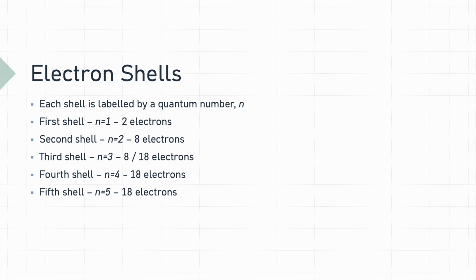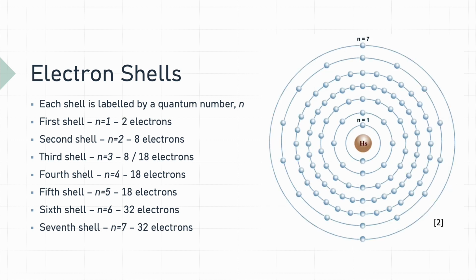The fourth and fifth shells, respectively, n is equal to 4 and n is equal to 5, hold up to 18 electrons, and the sixth and seventh shells, respectively, n is equal to 6 and n is equal to 7, hold up to 32 electrons. This diagram shows an illustration for the element hassium, which has an atomic number of 108 and 7 electron shells, just so that you can get a visual image of what I was talking about.